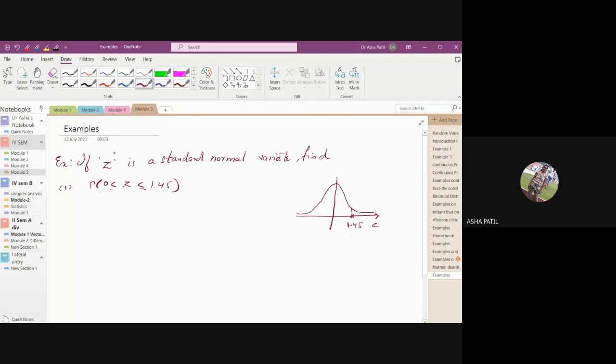Now what we want is the probability that Z lies between 0 and 1.45. So 0 is this point. This is the line Z equal to 0. We want between the point Z equal to 0 and Z equal to 1.45. Let me shade that part. So we want this area, and already we have discussed that the area included under the normal curve is nothing but the probability that any value lies between 0 and whatever value is given.